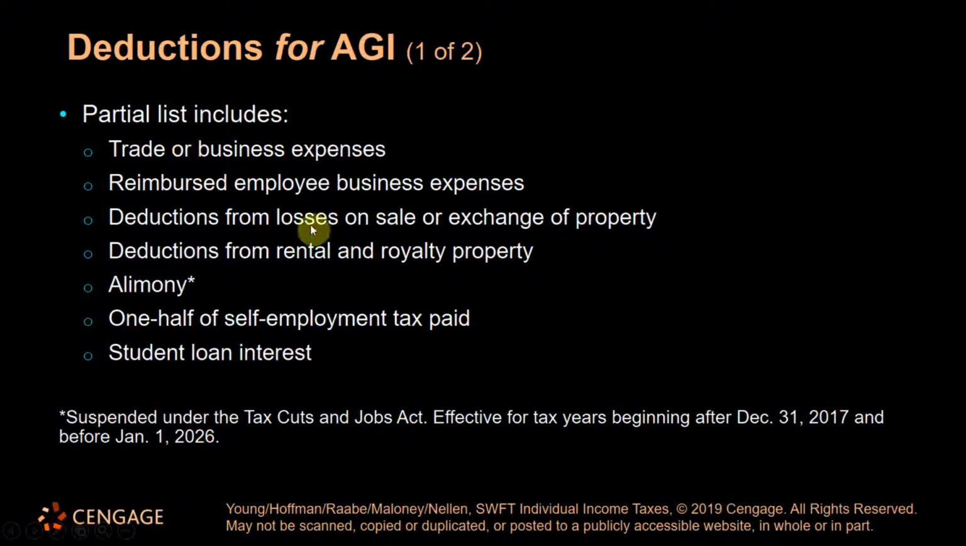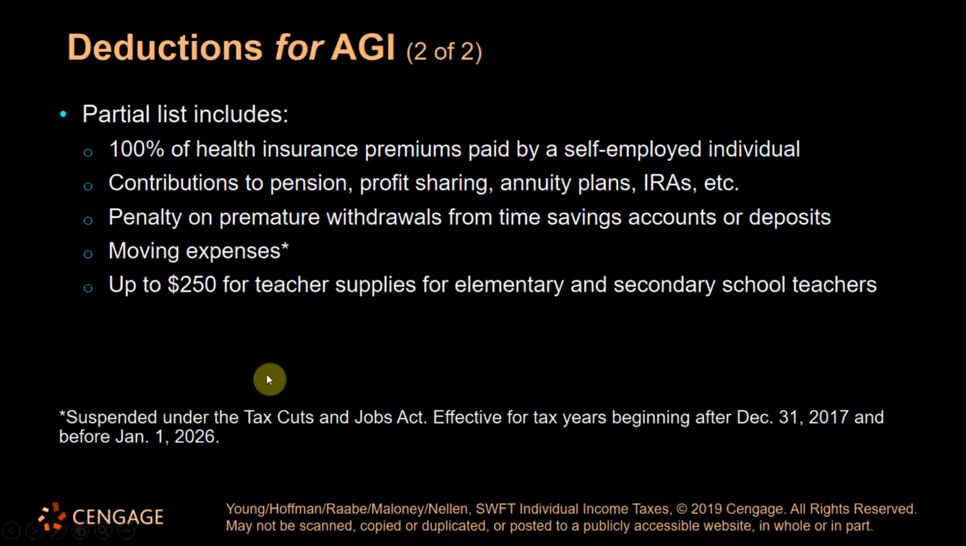Deductions for AGI is a partial list here. Some are related to business, some are not. Some of them we're familiar with, but we're going to be learning more about rental and royalty property in this brief video and in this chapter, as well as some others we've talked about, such as student loan interest.